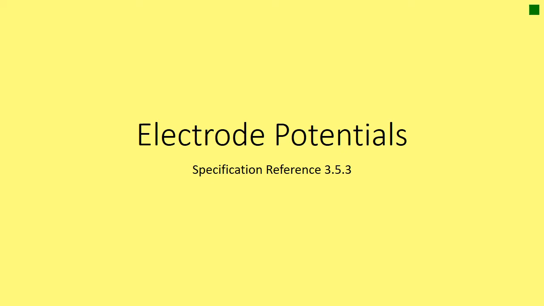Okay, the next few lessons are about making electricity with cells. The first one being about the electrode potentials. And as you know, in redox reactions, electrons move from one atom to another. And when electrons move, you get electricity, hence electrochemical cells.